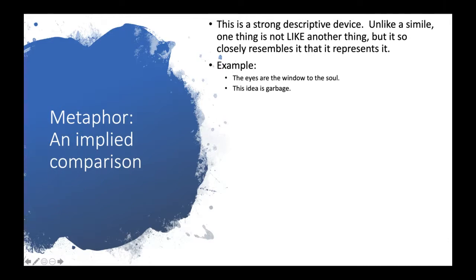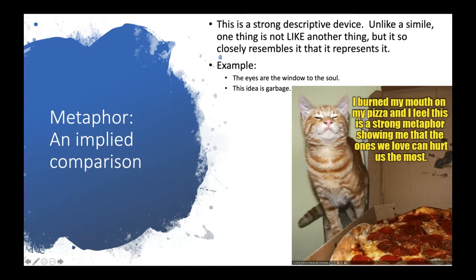Here's another one. The eyes are the window to the soul. They're not like a window to the soul, they are. So it is representing it. And that idea is garbage. It is not like garbage, it's much stronger than that. It actually is garbage. So also think of the ocean. If you look at the ocean and say, wow, look at those possibilities. Well, the ocean would then be a metaphor for possibilities.